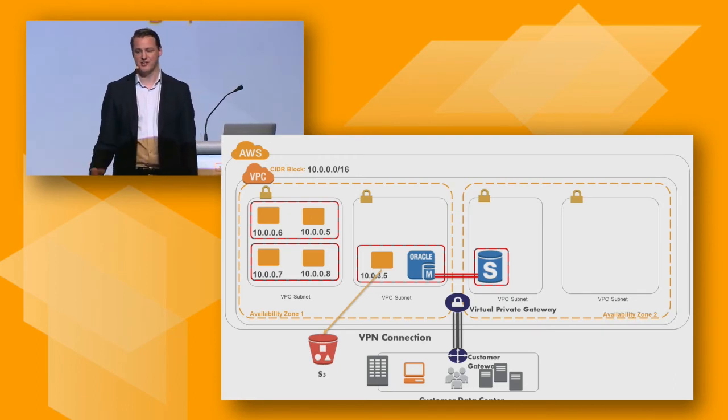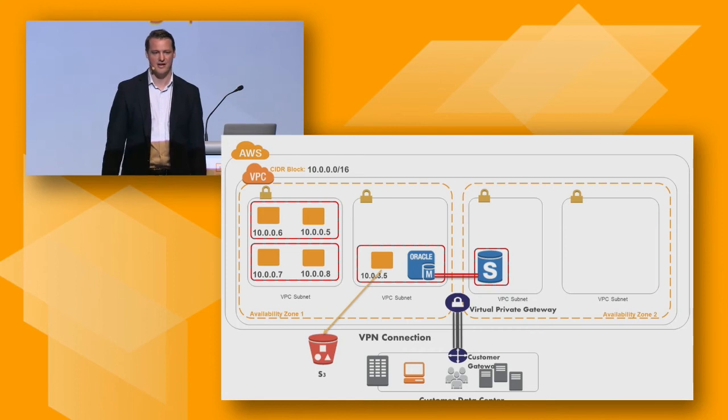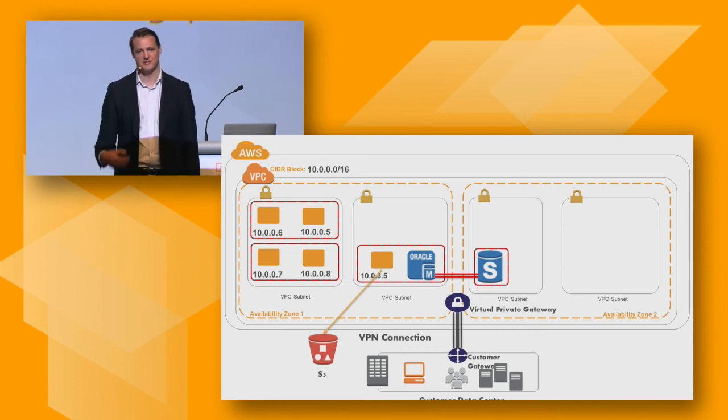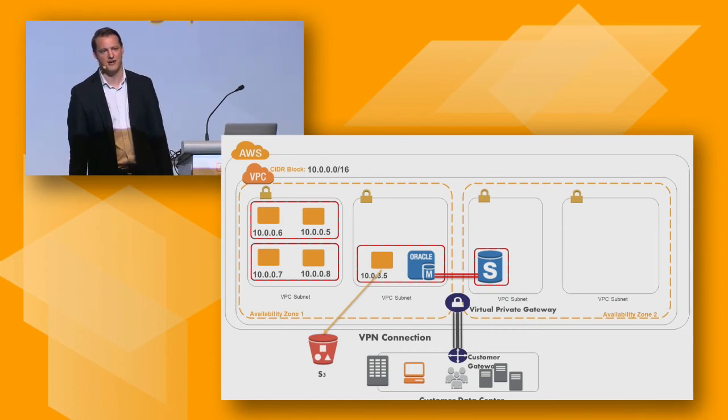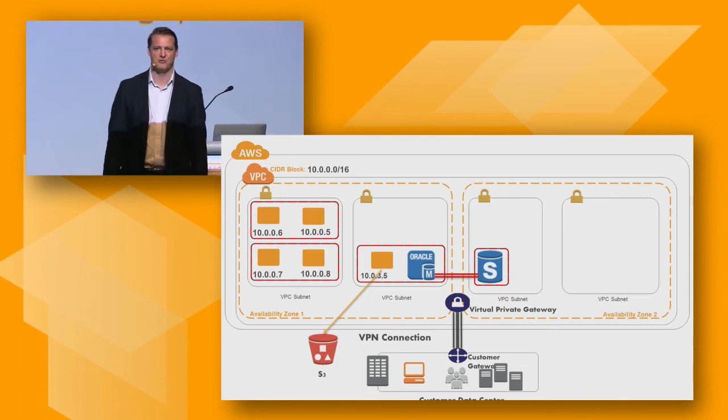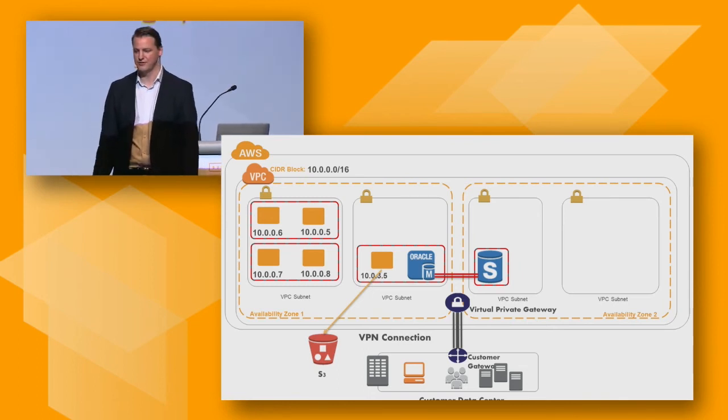But if you do want to, you can actually run your databases on EC2. You can use things like Oracle DataGuard to actually replicate between them yourself. You can use things like SQL Always On availability groups if you want to do that on EC2 because you've got special requirements that you can't use RDS for.